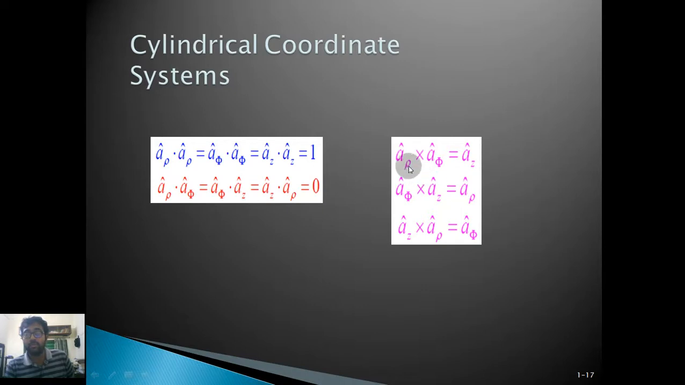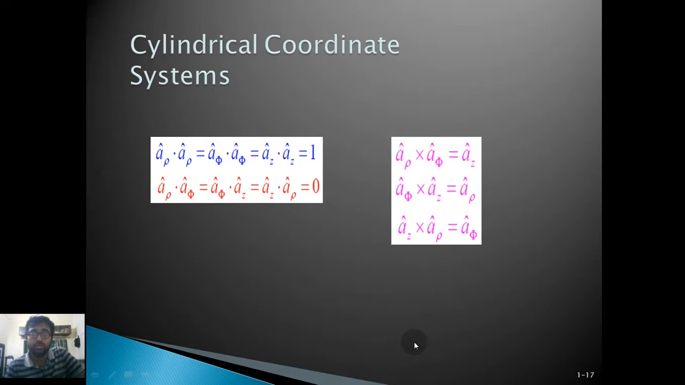Now if we take a cross product of rho and phi, as we know that rho, phi and z are orthogonal to each other, we will get the value of z. Similarly, if we take a cross product of phi and z, we will get the value of rho. And similarly, if we take a cross product of z and rho, we will get the value of phi.